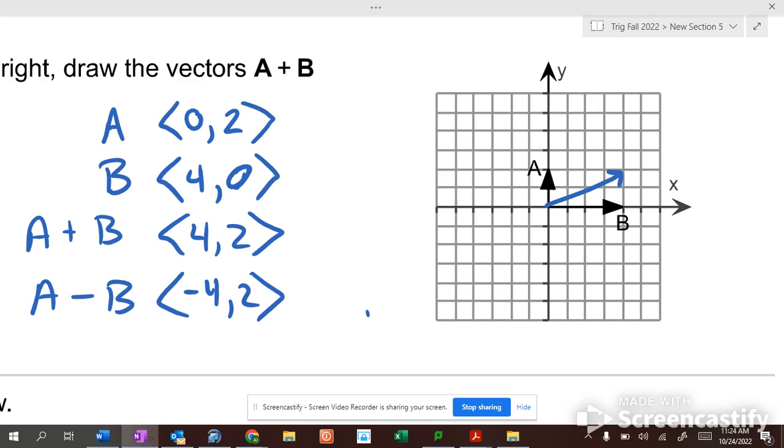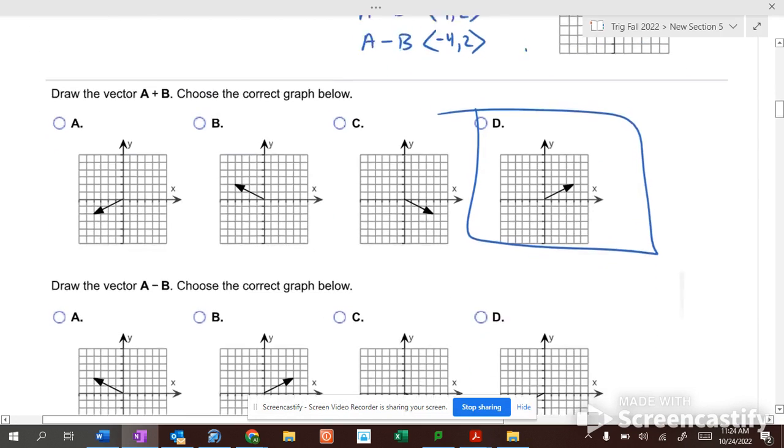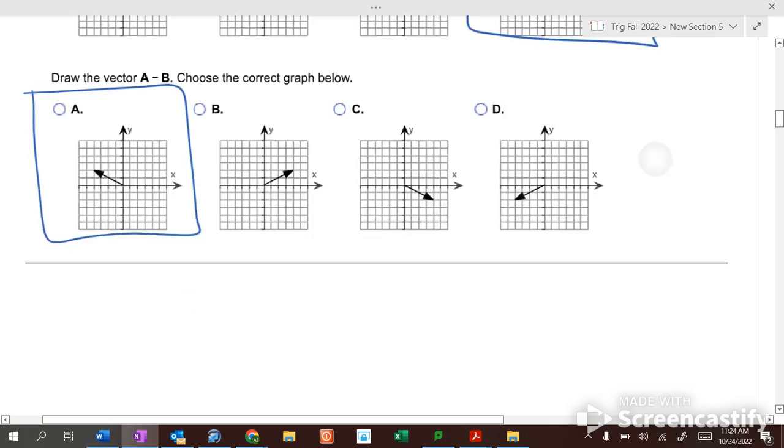So you go negative 4, 2 to there. This is A minus B. This is A plus B. Okay? So, on your homework, you'll be told, well, what is A plus B? Well, we figured out A plus B is this. What is A minus B? Well, we figured out A minus B was this. All right.